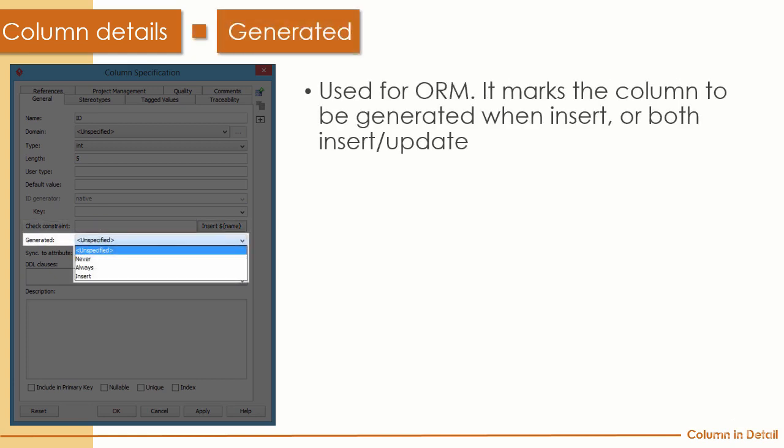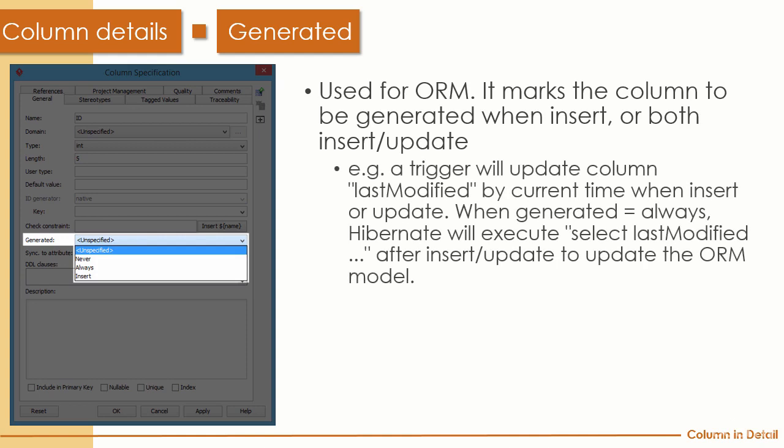The generated property. The generated property is only used for the ORM, more specifically Hibernate. You can instruct Hibernate that if you set it to always, then no matter whether you update the row or insert the row, this column will be set as last modified. So it's used when you use Hibernate. We will cover Hibernate later on in this training.